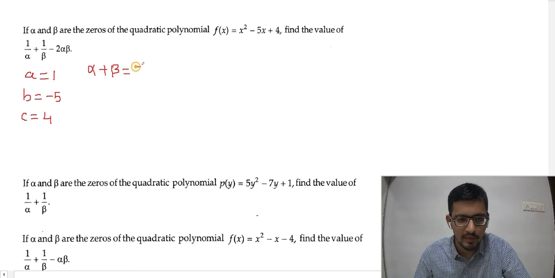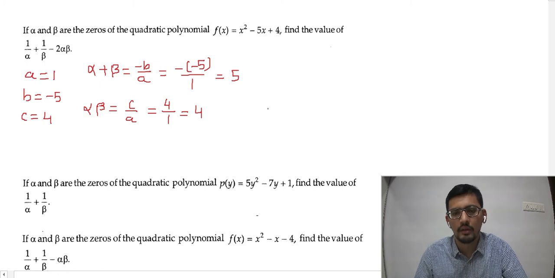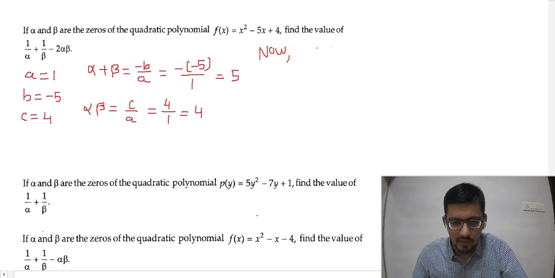What is the alpha plus beta formula? Already we know, minus b by a. Minus as per the formula, b is also minus 5, and a is 1. Alpha plus beta, what will I get? Positive 5. And alpha beta means the product of roots. What is the formula? c by a. So c is 4 and a is 1. 4 by 1 will be 4.